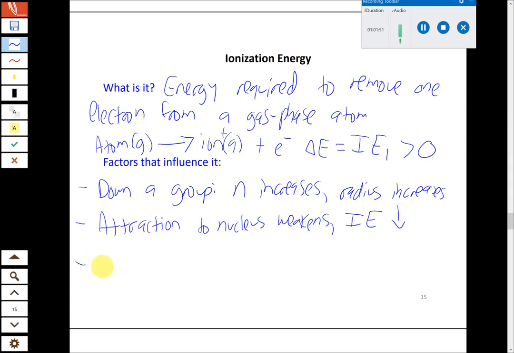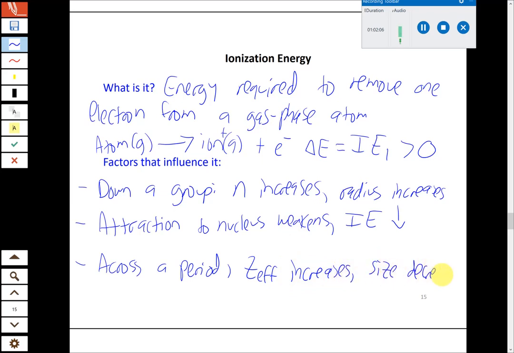Now, as we go across a period, the opposite is going to be true, because as we go across a period, the effective nuclear charge, which we just clarified what that is, is going to increase. We're going to add more protons to the nucleus. That causes the radius to decrease. So that's what we said for radius. And because as we go from left to right across a period, we're pulling the electrons closer, they're going to be held on more strongly, and the ionization energy is going to increase.